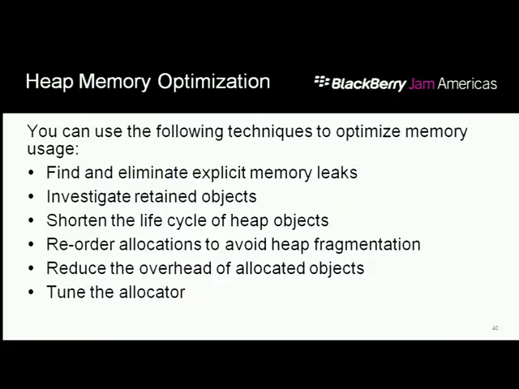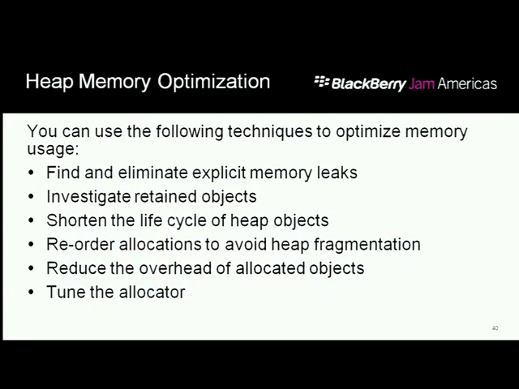So a few ideas about how to optimize memory. First, you can find and optimize explicit memory leaks. This is a concept only for languages which don't have garbage collection, such as C and C++. So you allocate memory, you don't free it, that's going to be a memory leak. The memory analysis tool can detect these leaks automatically.